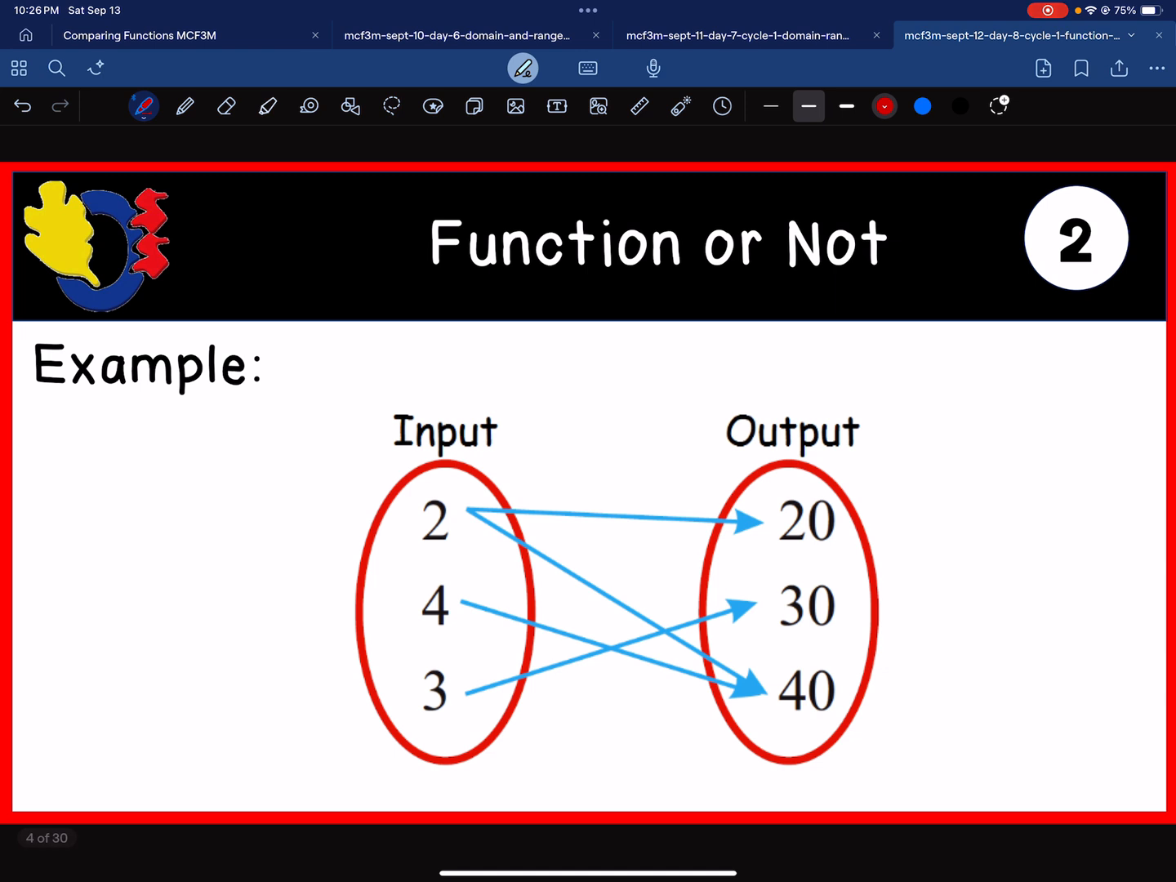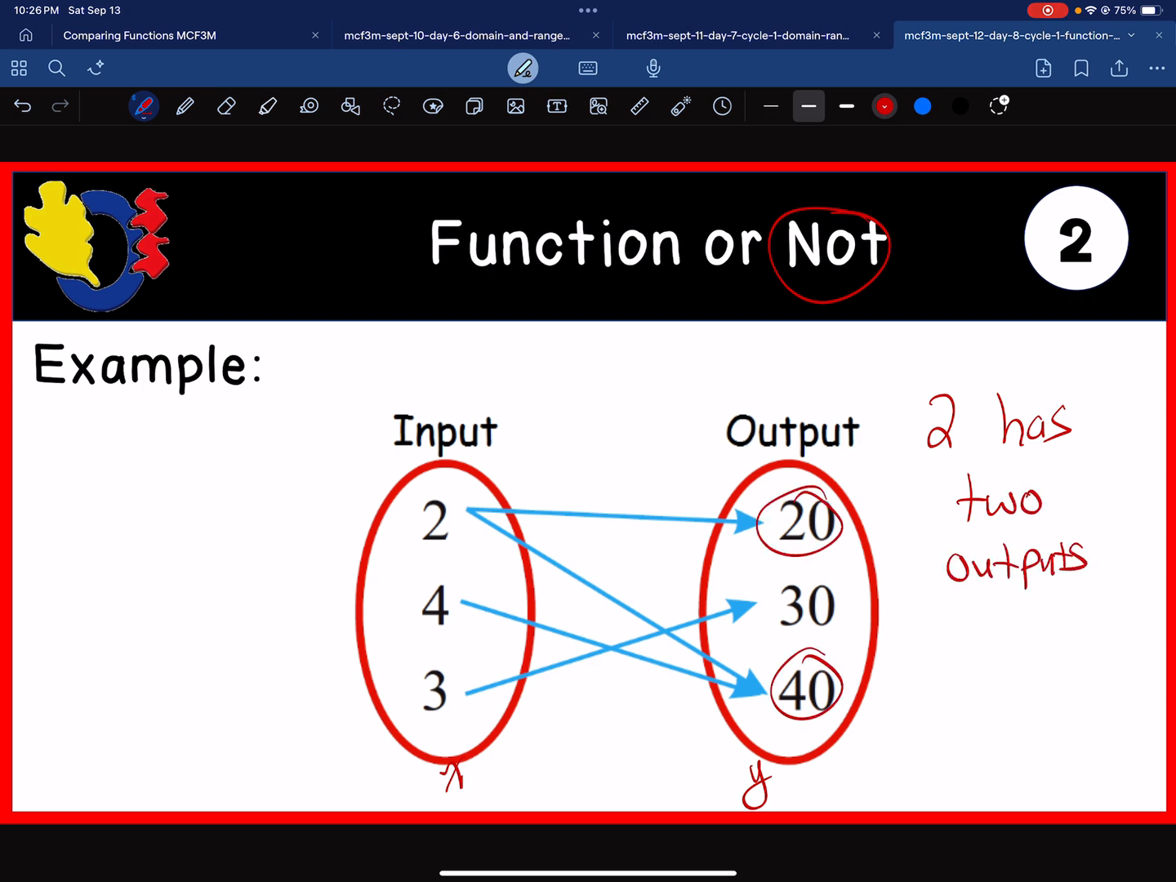Okay, our next example. So for our x's and y's, 2 is mapped onto 20 and 2 is mapped to 40. So this is not a function because 2 has two outputs. Okay, so 2 cannot be mapped to 20 and to 40.